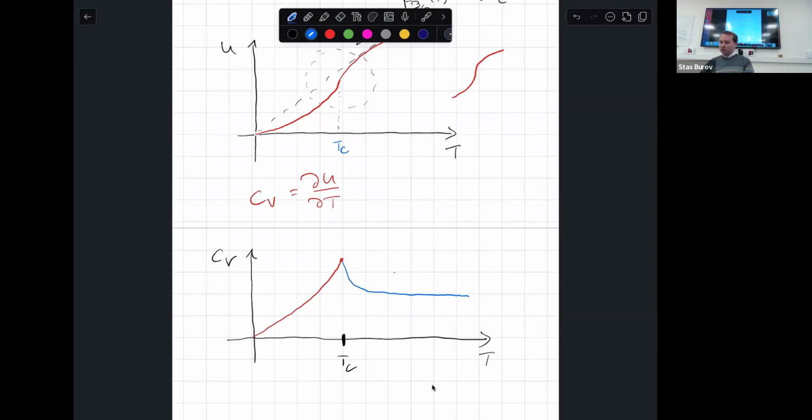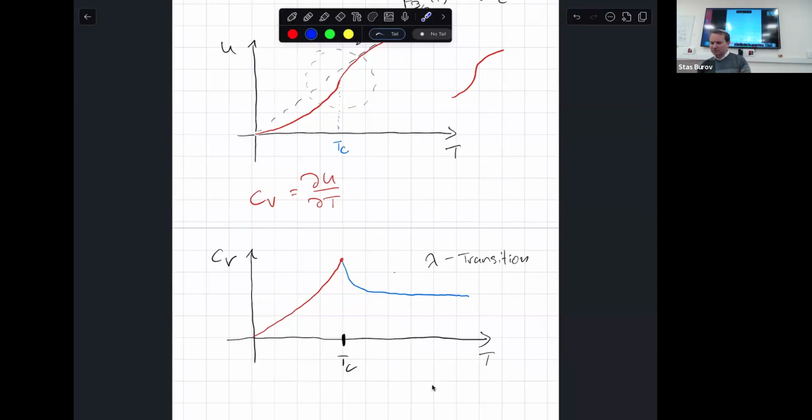We'll have a cusp, a chupchik, at the critical transition. And this is what is observed in experiments. So all this business about Bose-Einstein condensation started from this. Okay. This is called a lambda transition. Why a lambda transition? Because apparently all of this resembles the Greek letter lambda.